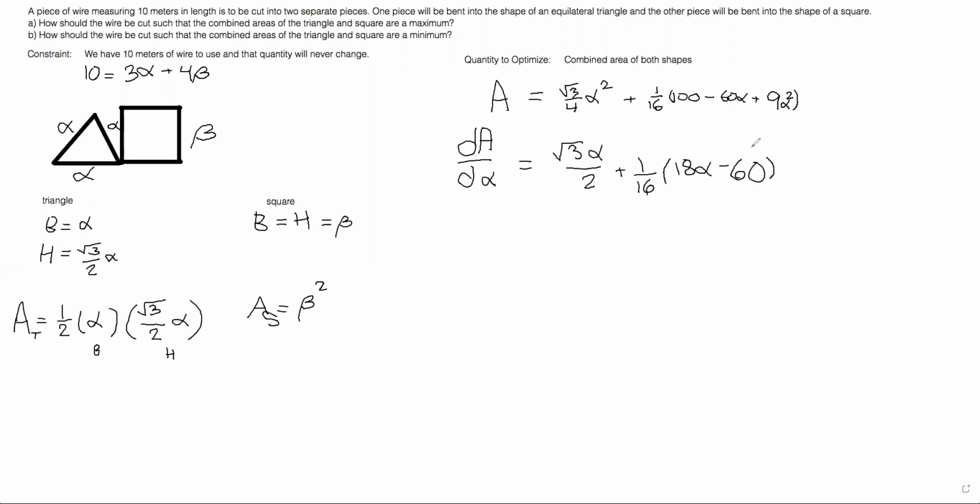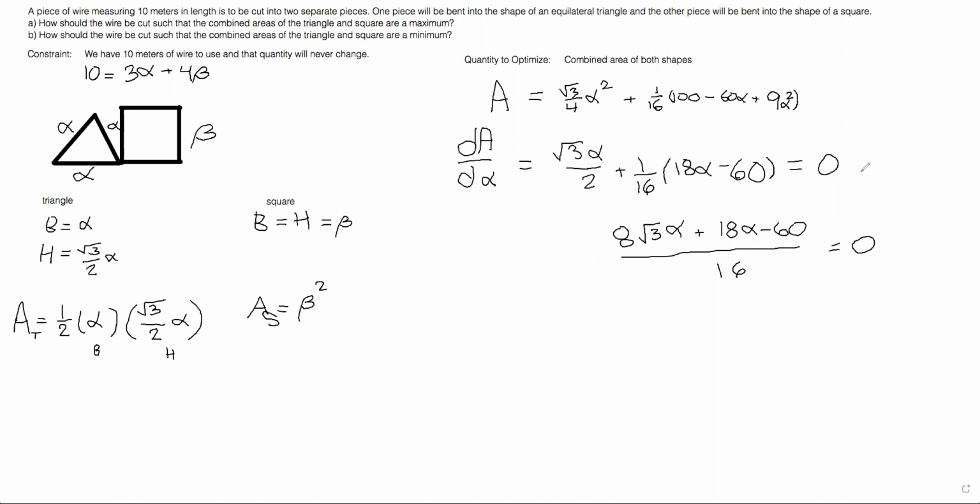Now we want to find the critical values. We want to set the derivative equal to 0 and then see if we can find those. So what I did is I found a common denominator for everything. I condensed everything into one single fraction to make it easier for us. I got 8 root 3 times alpha plus 18 alpha minus 60 equals 0.